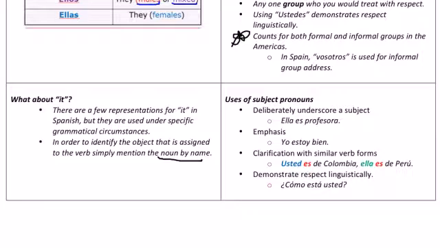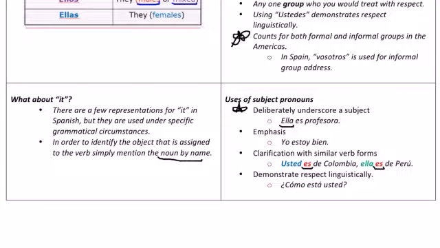Why do we use them? We use them to deliberately underscore a subject. Ella es profesora, as opposed to él es profesor or usted es profesora. We can use it for emphasis. Yo estoy bien. We can also use it to clarify with similar verb forms. Usted es de Colombia y ella es de Perú. And we can also use it to demonstrate respect linguistically.